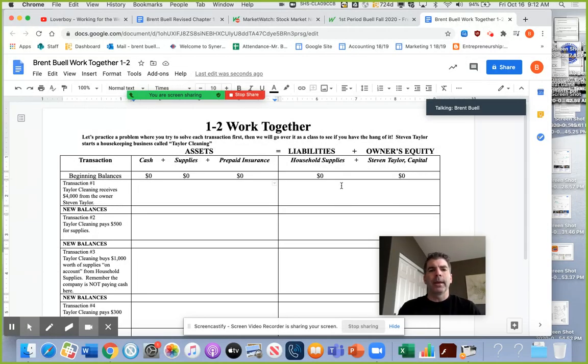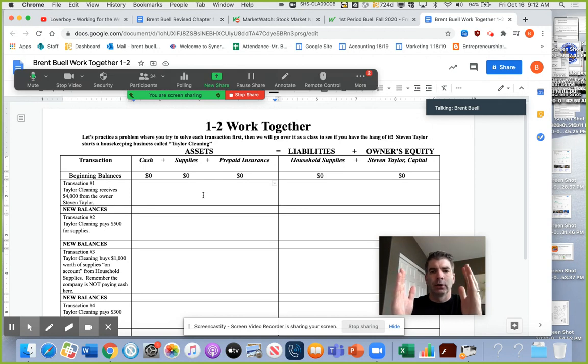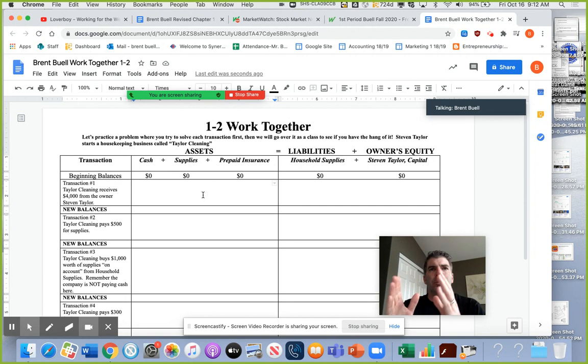Okay, so remember that usually the first transaction is always the owner putting money into the business. So he goes into the bank and literally transfers his money from his personal account to a business account. So it's still him, but it's under his business. So if he gets sued, that's all that he owes.